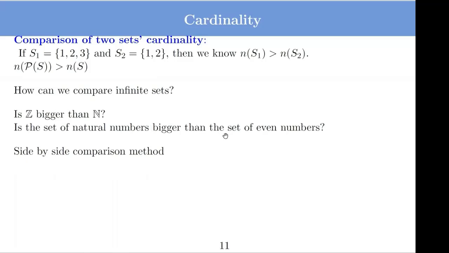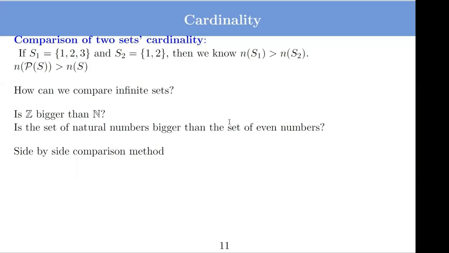So what do you think? Some can say that the natural numbers have more elements because they also have 1, 3, 5, which are missing in the set of even numbers. And some say both have infinitely many elements, so they should have the same cardinality.